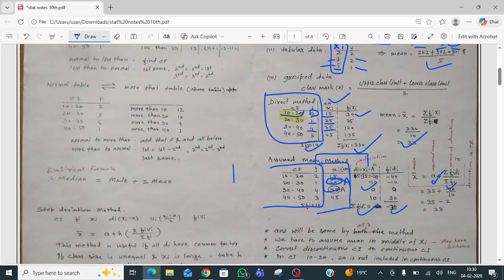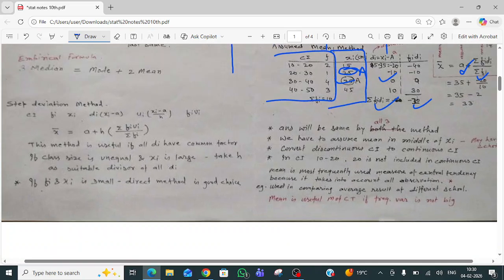the step deviation method. For that, the class interval and frequency will be given in the question. Then you have to make the xi column, then di, which is equal to xi minus a. Then after that ui, which is a new column in this. Ui is equal to xi minus a by h, where h is the class size, upper limit minus lower limit. Then the last column is fi ui. And the formula for the mean is x bar is equal to a plus h sigma fi ui by sigma fi. This method is useful if all di have a common factor.